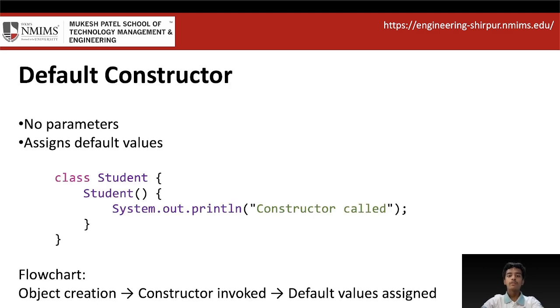Default constructor. A default constructor is the constructor that does not take any parameters. It either assigns default values or simply performs basic initialization, as shown in the code. When we create an object, the constructor is automatically called. If we do not define any constructor, Java provides a default one internally. This flowchart shows how object creation directly triggers the constructor.